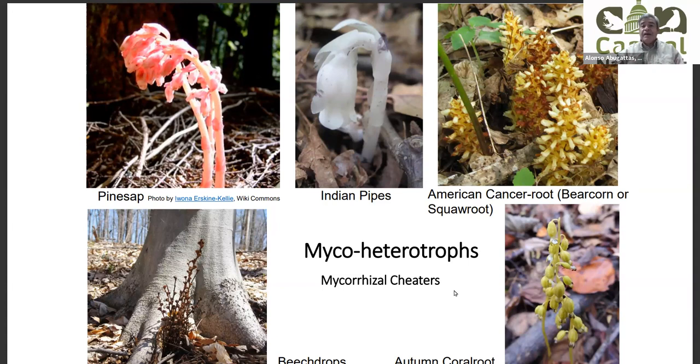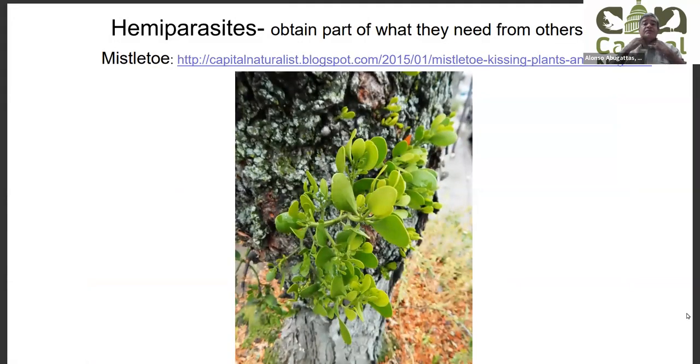Okay. On to one more and then I'll stop for questions, but just one more, please. So there is also another thing called hemiparasites. These are what you have when you don't depend on everything from something else. Like in this case, with the ones we were looking at, they're mycorrhizal cheaters. They're taking everything that they really need from other places, right? This, on the other hand, only obtains a little piece of it.